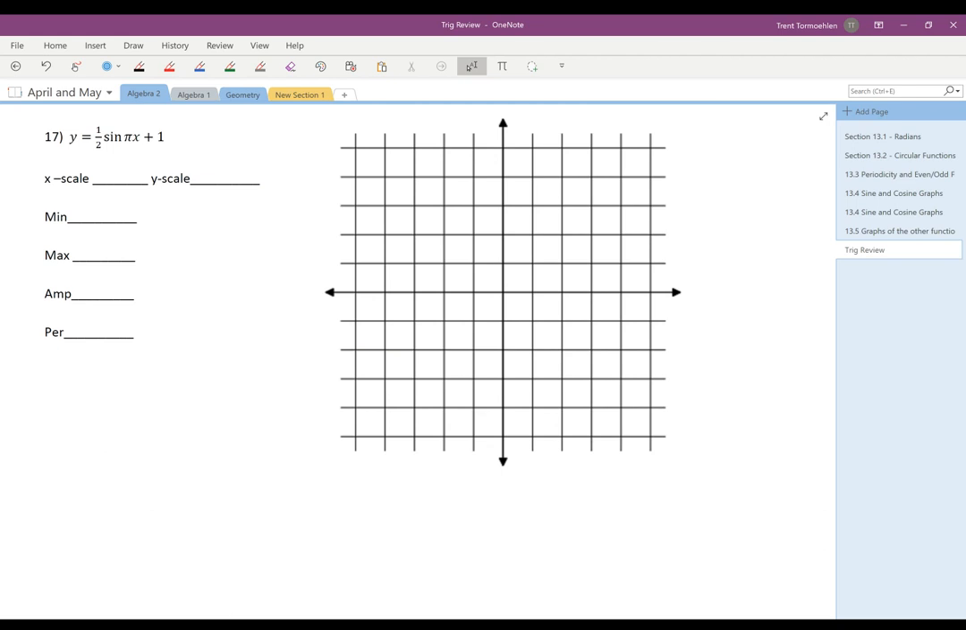Okay, for number 17 from the trig review, we are graphing y equals 1/2 sine pi of x plus 1. And so there are 3 parts of this that we have to consider. The first thing we need to consider is the period, so we can find the x scale we want.